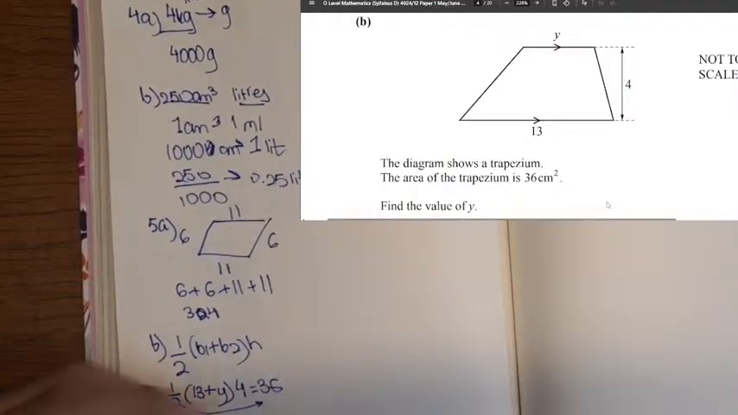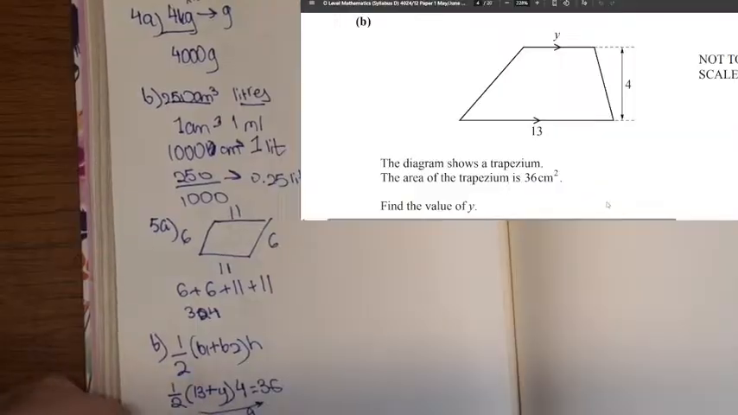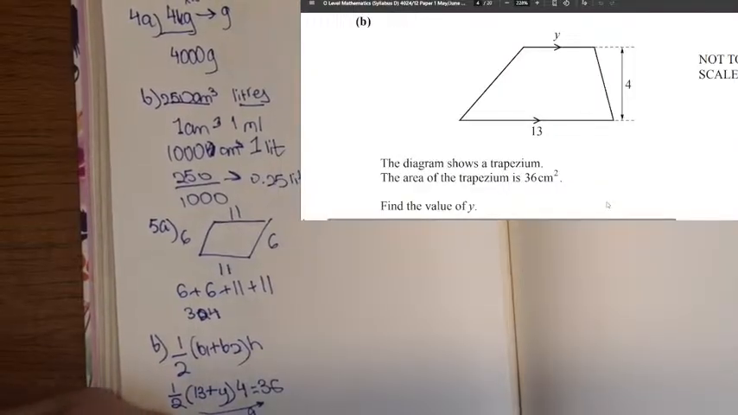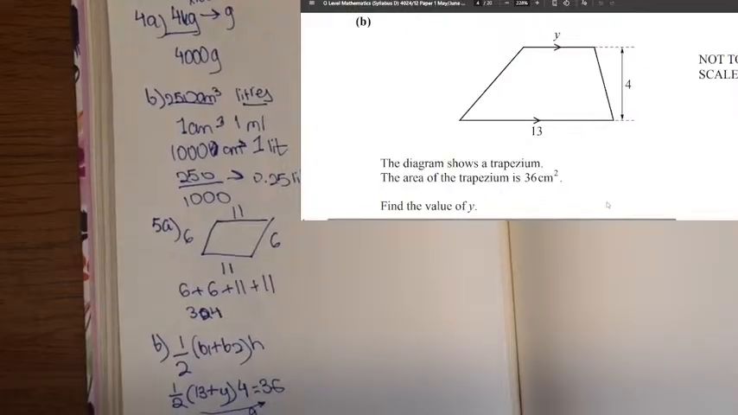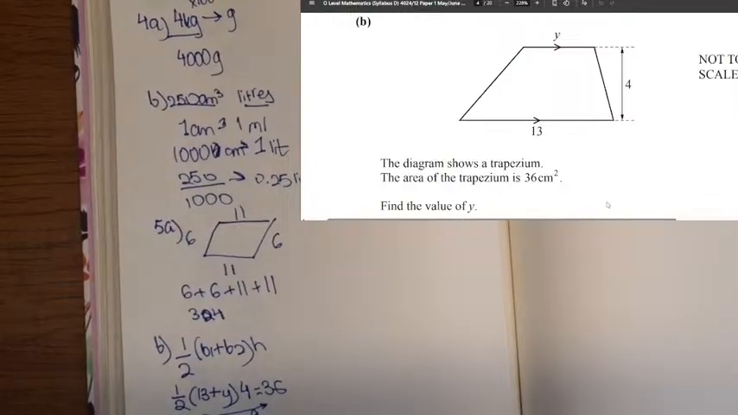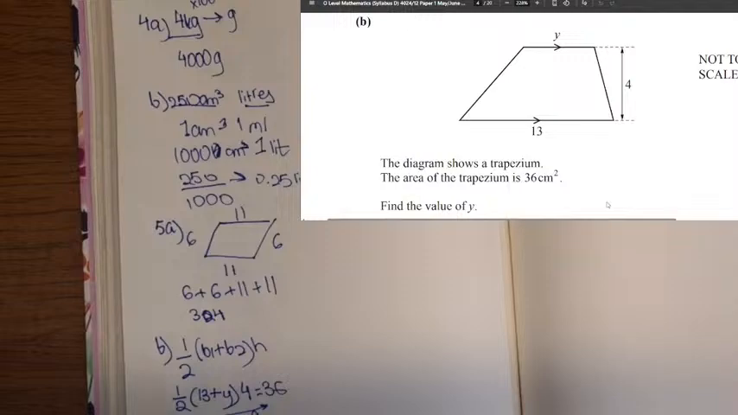This becomes 4 1s are 4, 4 9s are 36, and that's 18. So 13 plus y is equal to 18. And we can just subtract 13 from both sides to get 5. So basically the other base, or the other parallel side of that trapezium, is 5. Okay, let's move on now.